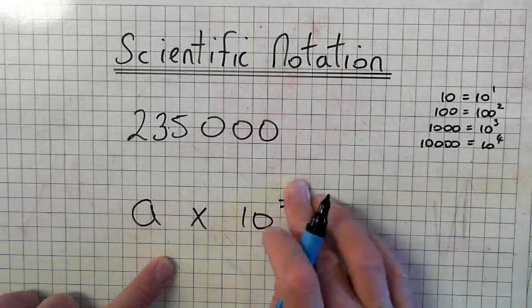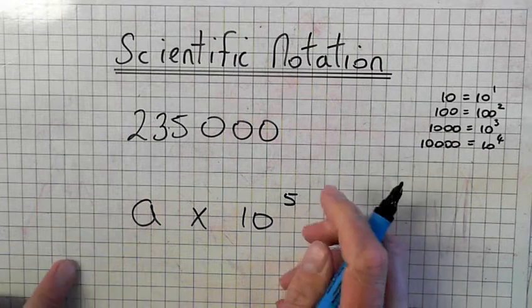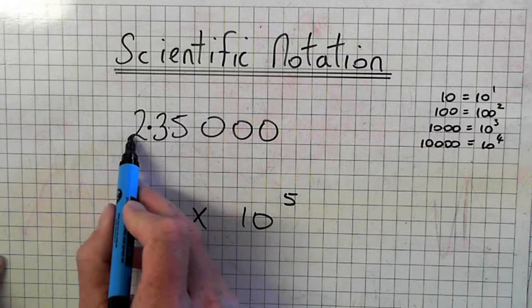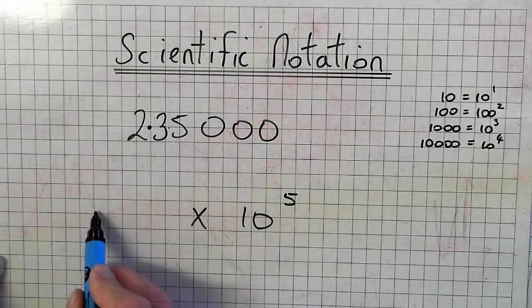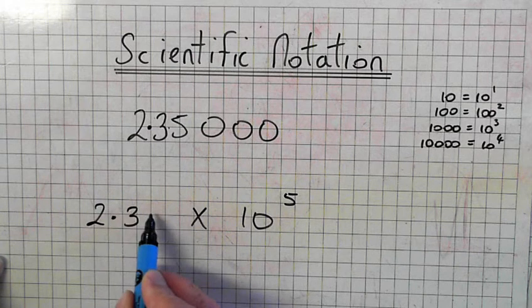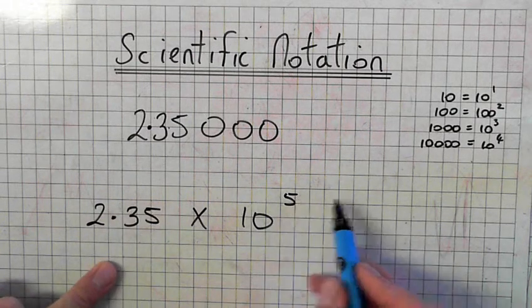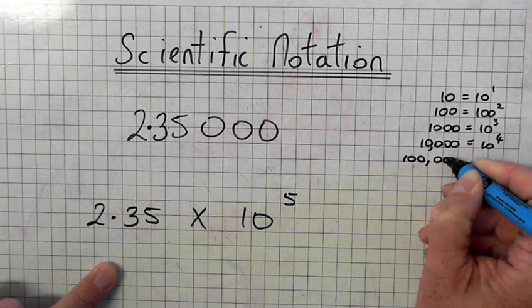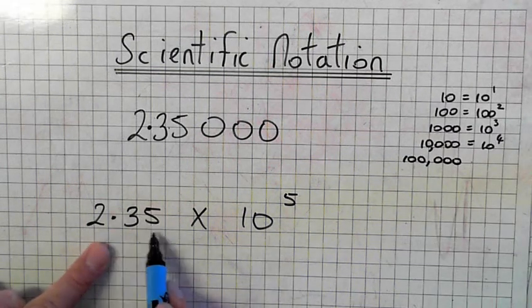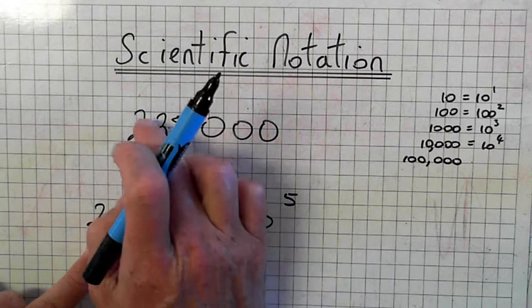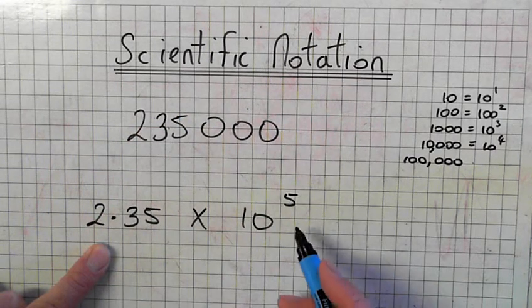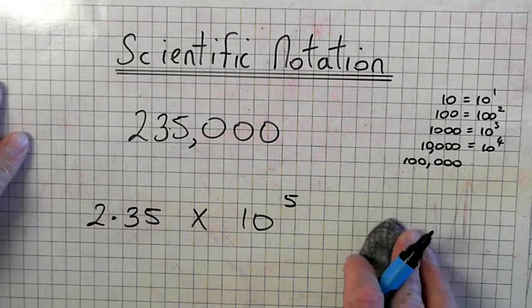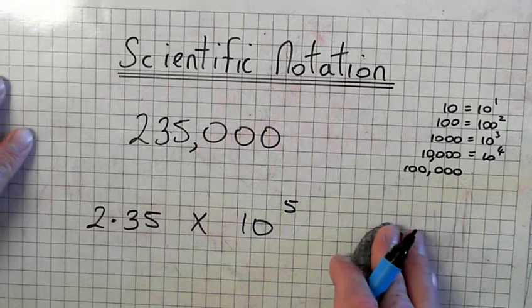So how many jumps did we make? 5. So it'll be 10 to the 5. The decimal point was there, so 2.35. Yeah, because remember 10 to the power 5 is, well, that was 10,000, 100,000, isn't it? So if you do that in the calculator, 2.35 by 10 to the 5, you'll get that number, 235,000. Can it be any letter? Any letter, it doesn't matter.